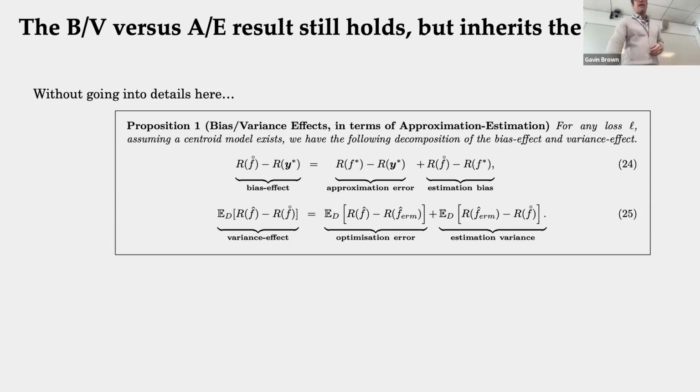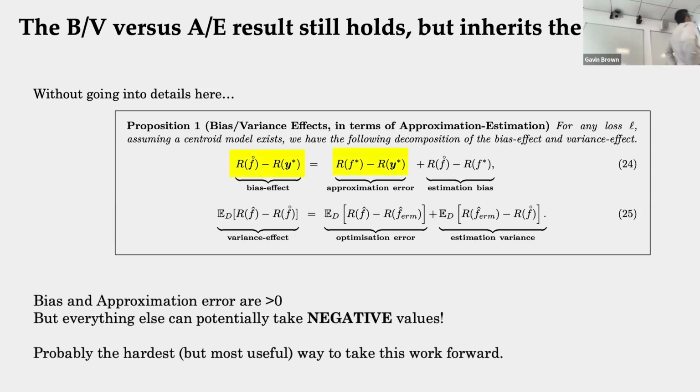The reason why it gets very, very strange when you go to 0-1 loss is that all of the terms, except these two, can be negative. Again, your bias and your approximation error are still non-negative terms, but everything else can potentially be negative, which is extremely strange. And the dynamics of this, I just don't know the answer. I'm trying to think about it a bit, but potentially, in terms of classification problems, this is the most useful way to go forward.